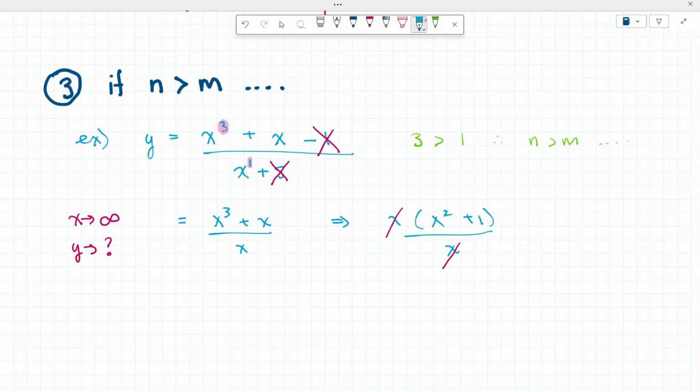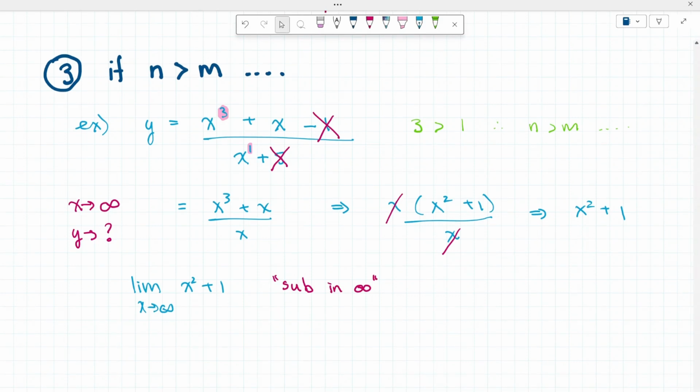So what are we left with? We're left with x squared plus 1. Now let's go ahead and evaluate the limit of that. So we're looking at the limit as x approaches infinity of x squared plus 1. And we're going to do that same thing where we quote unquote sub in infinity and see how our function behaves. So if we sub in infinity, we get some term infinity squared plus 1, and like I said, the constants don't matter, but we have this infinity squared.